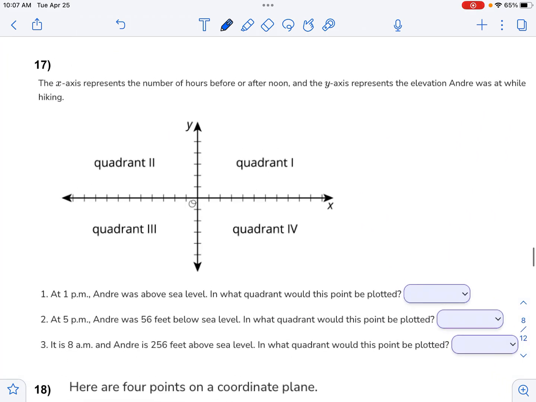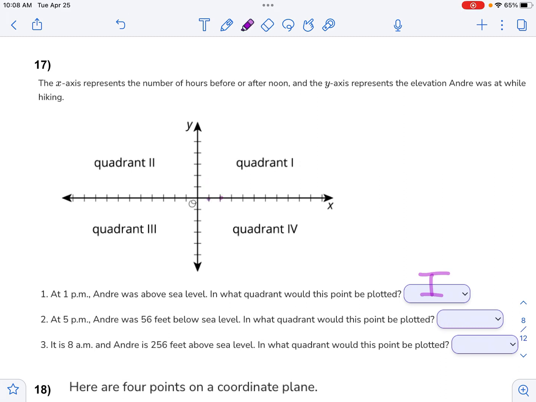Ooh, quadrant question. Okay, so this one, it looks like we've got time is right here. All right. And then this looks like elevation right here. So we've got time and elevation. So Andra at 1 p.m., which is right here, she was above sea level. So that's going to be quadrant 1.